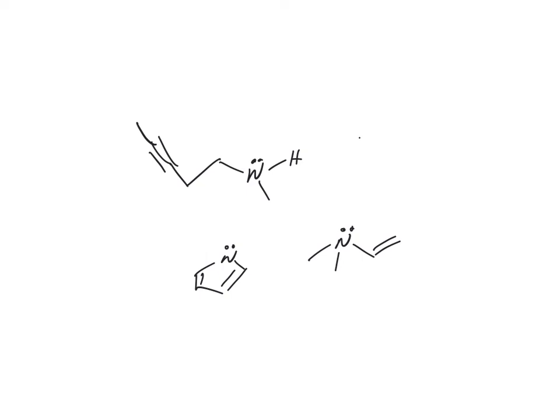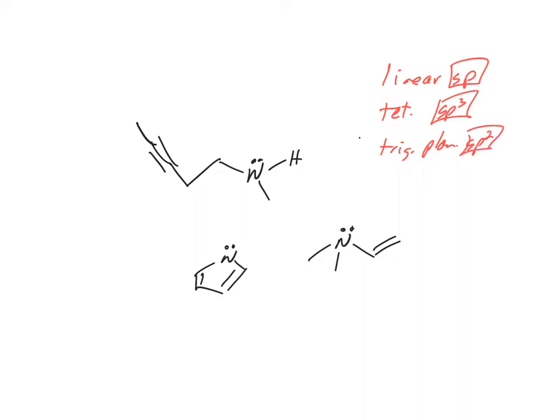So taking a look at geometry. It's asking us for linear, trigonal planar, or tetrahedral, which is basically the same way of asking, right? Linear is sp hybridized. Tetrahedral is sp3. And then trigonal planar is sp2. And we remember these things by the number of pi bonds or p orbitals they have.